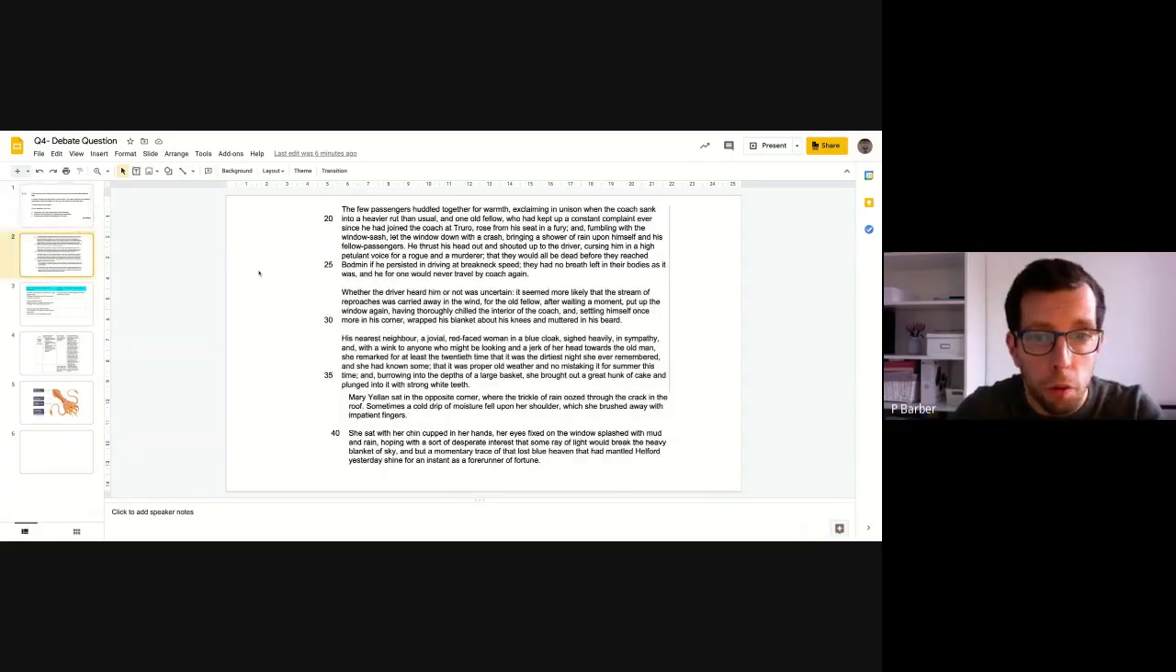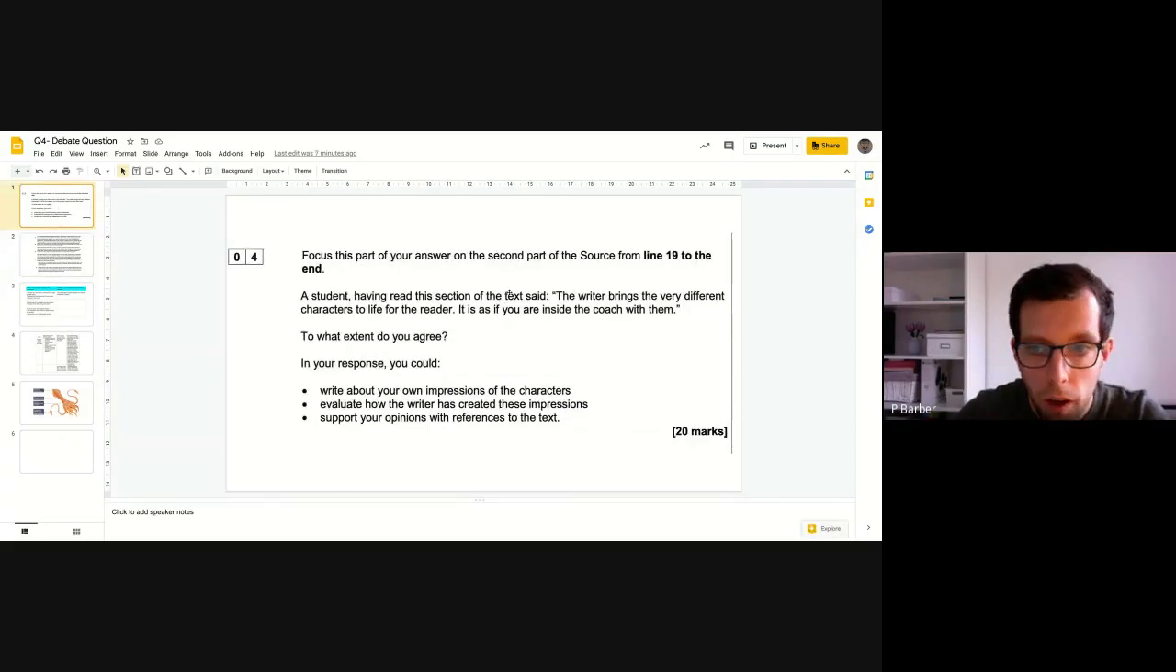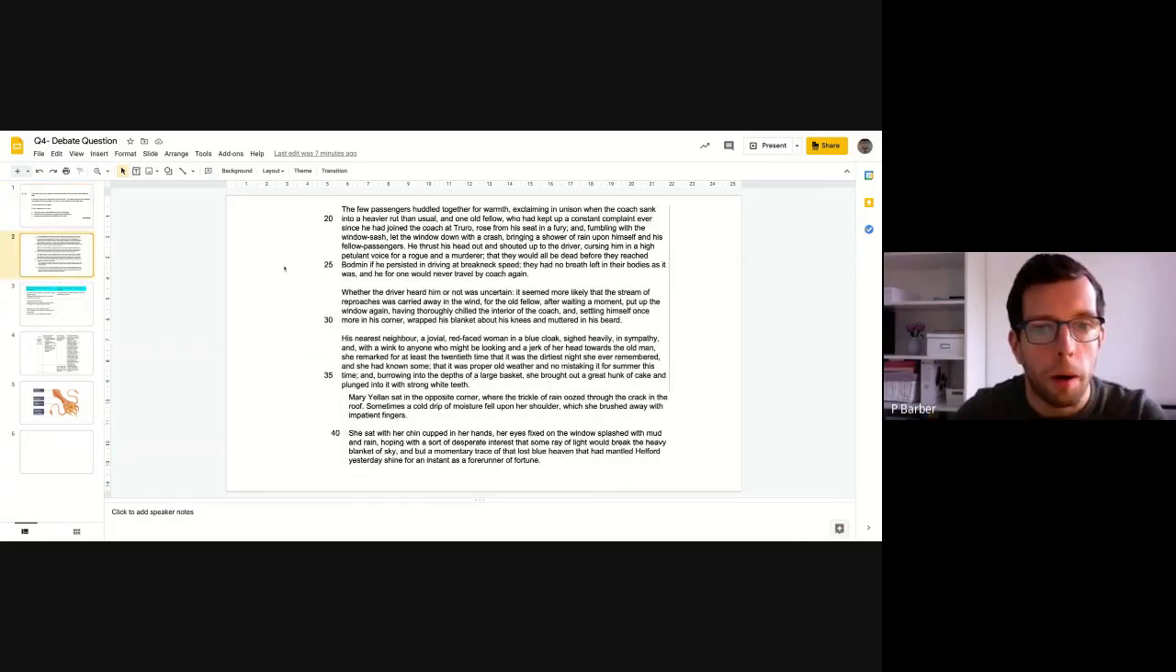So what I've done is, because we've got a shorter extract here, because it's only a certain part, I have trimmed this down, so this is available on the PowerPoint, and I will read this to you. Now, remember, we are looking at the idea that the student argues that the writer makes the characters come alive. The statement is given that the writer brings the very different characters to life as if you are inside the coach with them. Now, we're going to be looking at whether we agree or disagree with this. So as we read this, start to think about, do the characters seem individual, and do the characters seem to come alive? And if they do, how do they do that? Okay? So have a listen.